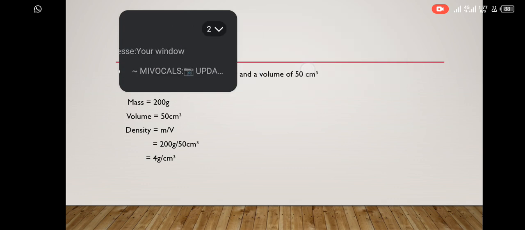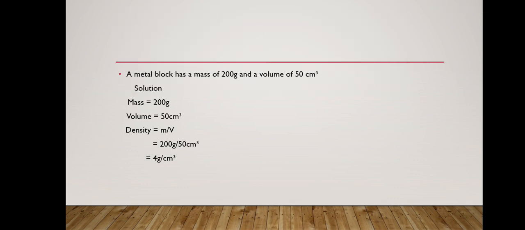Let's solve this question, shall we? A metal block has a mass of 200 grams and a volume of 50 cubic centimeters. Let's find the density. Using the formula density equals mass divided by volume, we would have 200 grams divided by 50 cubic centimeters, and then we'll have the density of the metal block to be 4 grams per cubic centimeter. That's a relatively dense substance.